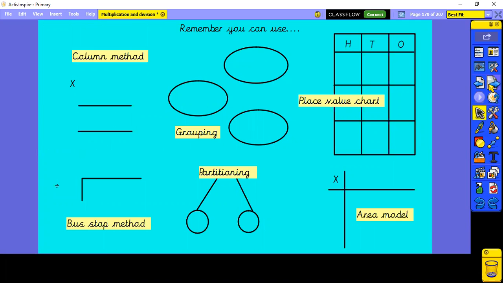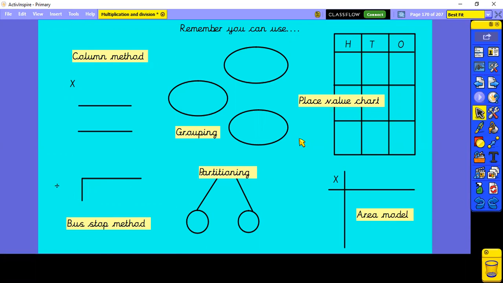Before we move on, I do need to remind you of the different methods you can use today that we've looked at in the whole unit of multiplication and division. So if you think back to multiplication, we have our column method. And then I think we've got our area model for multiplication. So remember, you put your 2-digit numbers here and then multiply each row and column together. And then we can use our place value chart, our grouping, our partitioning for multiplication and division. And we've got our bus stop method for division.